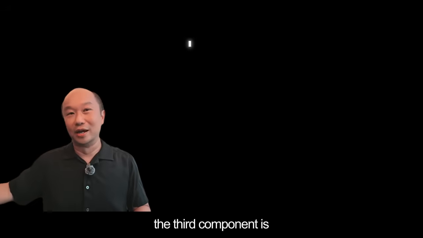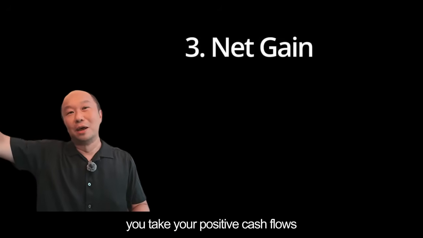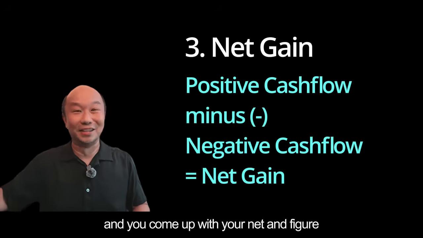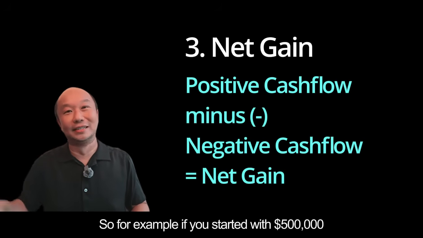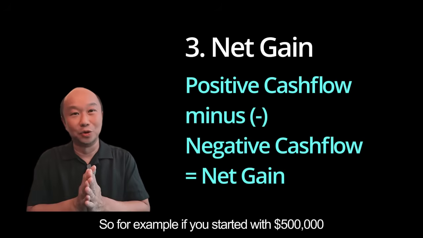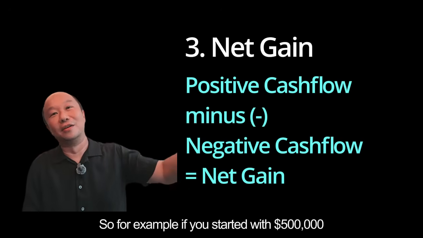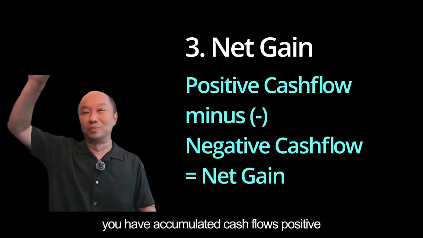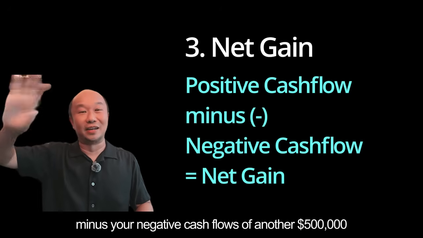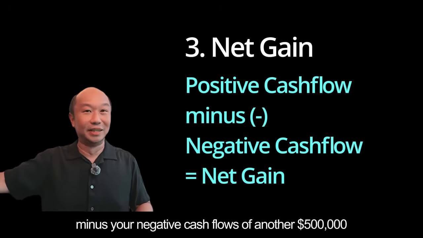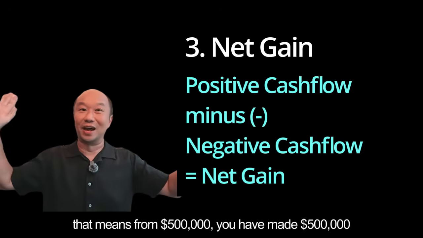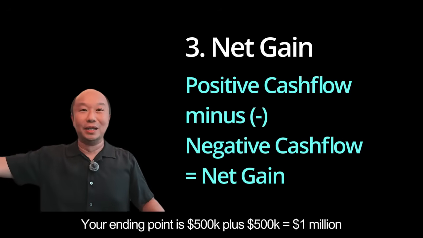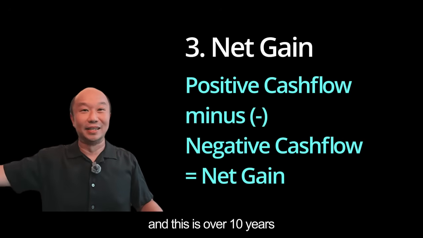The third component is you take your positive cash flows minus your negative cash flows and you come up with your net end figure. So, for example, if you started with $500,000, you have accumulated positive cash flows minus negative cash flows of another $500,000. That means from $500,000 you have made $500,000. Your ending point is 500 plus 500, $1 million. And this is over 10 years.